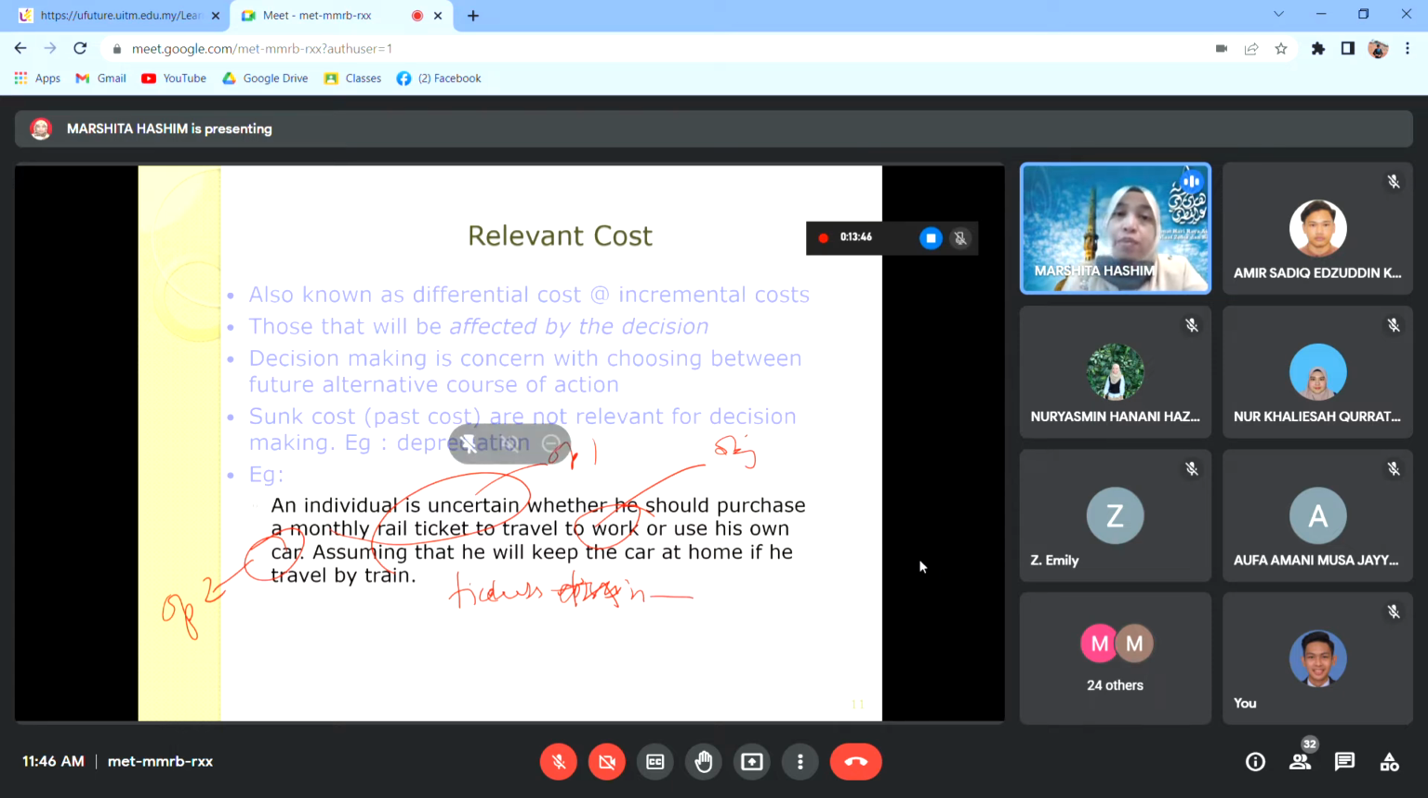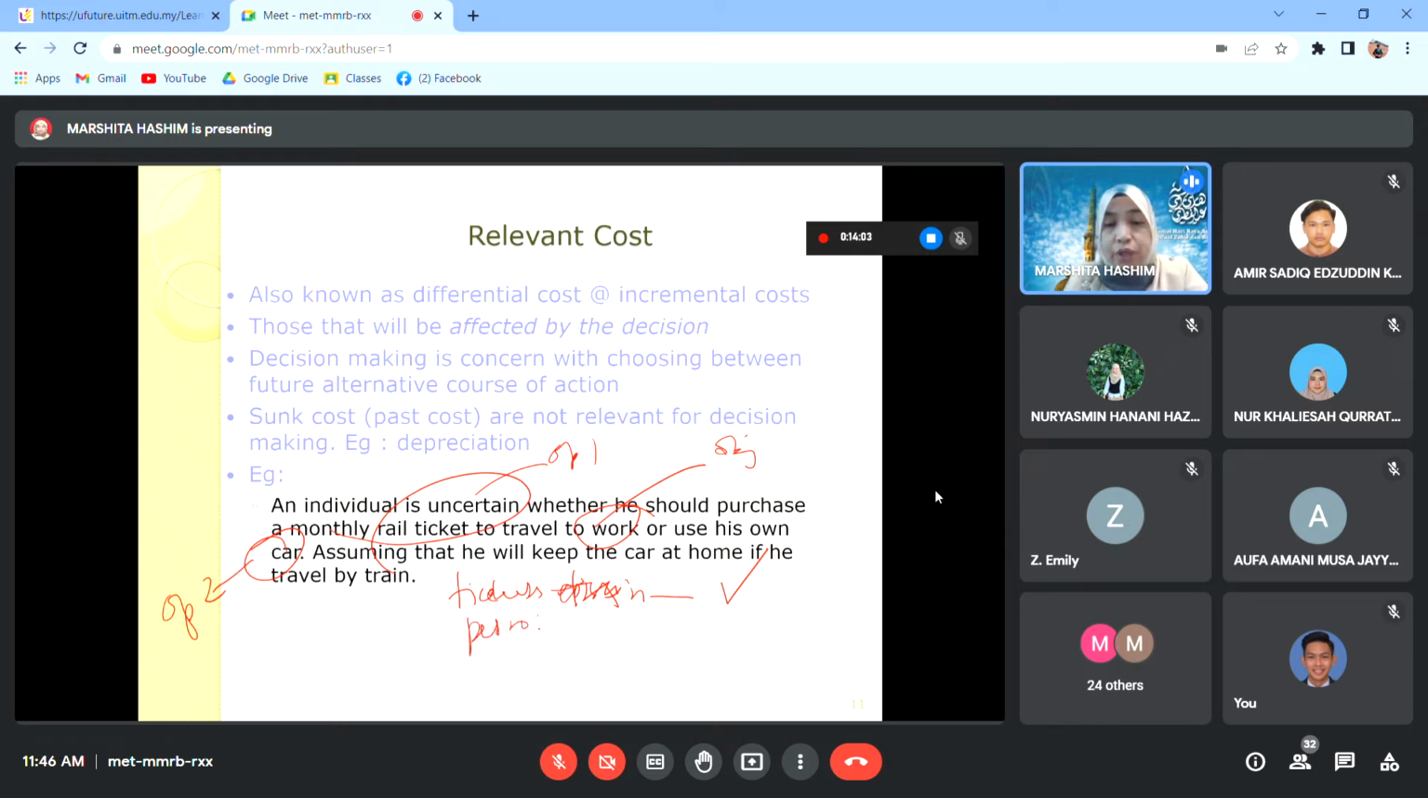If you travel by train, you pay tickets. If you travel by car, you choose the second option, you don't have to buy tickets. So it changes according to options. It differs between two alternatives. So it is relevant.